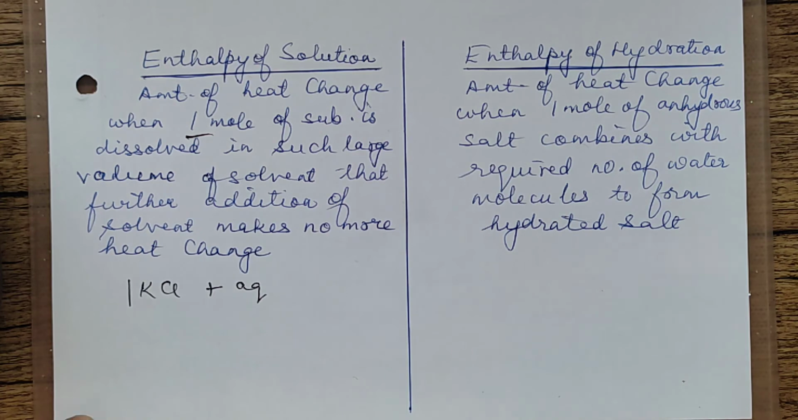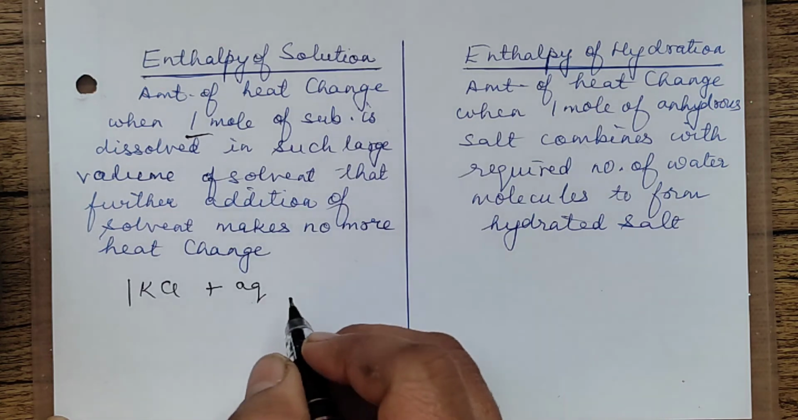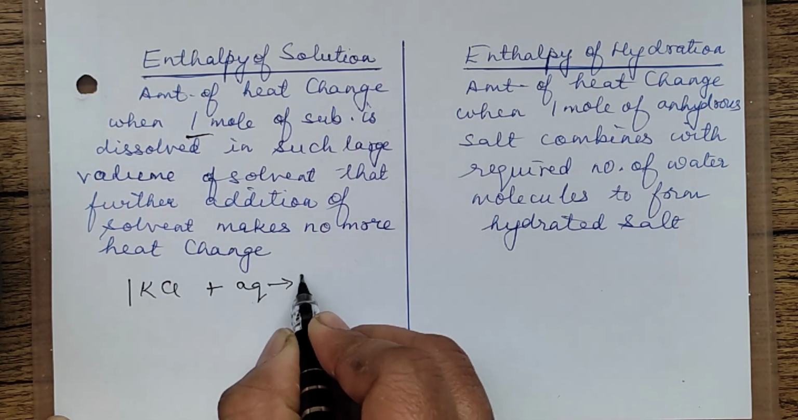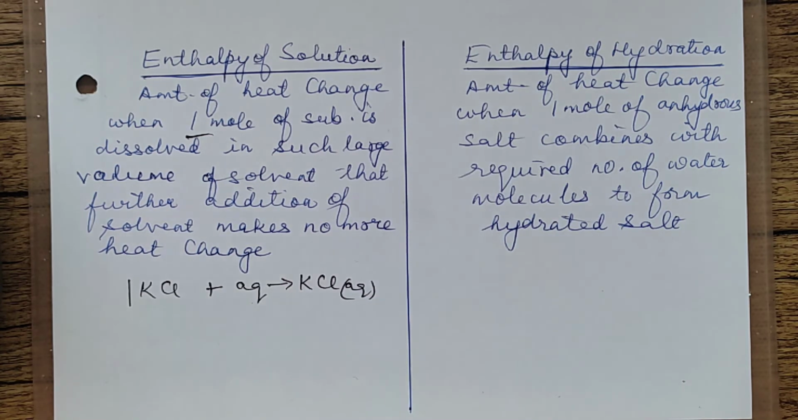Something has to be fixed, no? So 1 mole is fixed. If you take 1 mole of that potassium chloride and add water to it, there will be heat change. Go on adding water, there will be heat change. That much excess solvent if you add, such that by further addition of the water, there is no heat change. That will be called as the enthalpy of solution. So the product form will be aqueous solution of KCl.